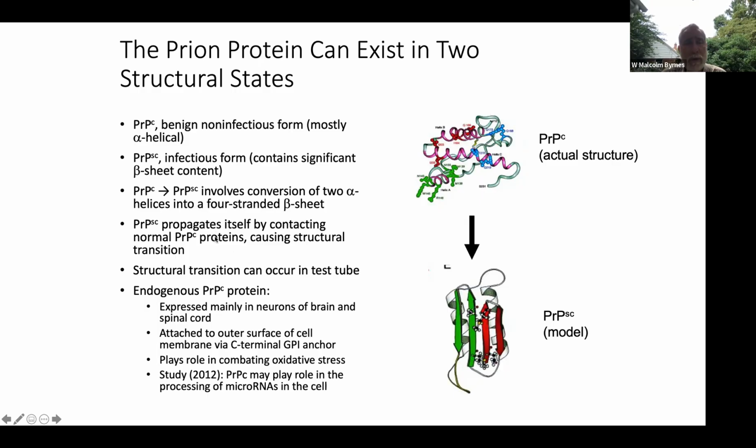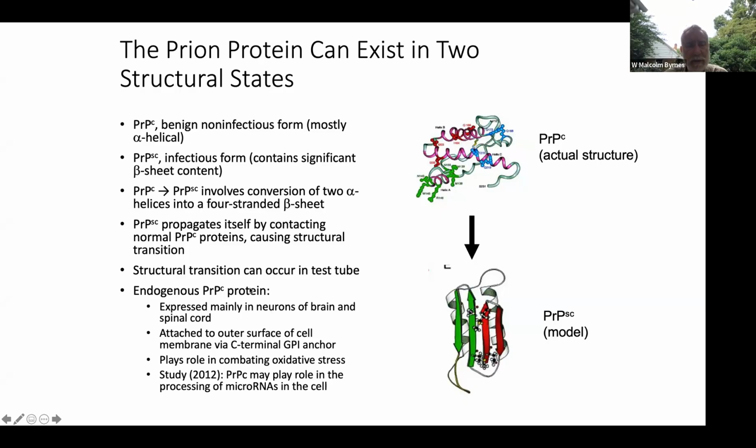Okay, so the cellular form is converted to the scrapie form, and this involves conversion of two alpha helices into a four-stranded beta sheet. So we see the two pink alpha helices largely disappearing and now forming this four-stranded beta sheet in the infectious misfolded form. What happens is that the scrapie form propagates itself by contacting normal PrPC proteins, causing a structural transition. So physical contact from the infectious to the normal causes it to switch, undergo a conversion. And that's how slowly over time the infectious form builds up and accumulates. And this structural transition can be mimicked or caused to occur in a test tube.